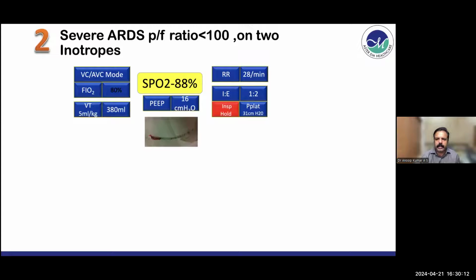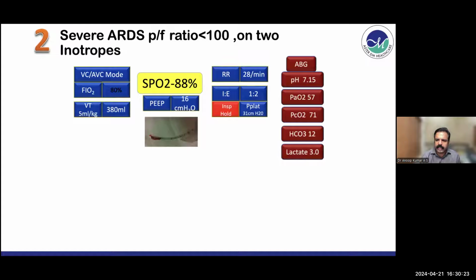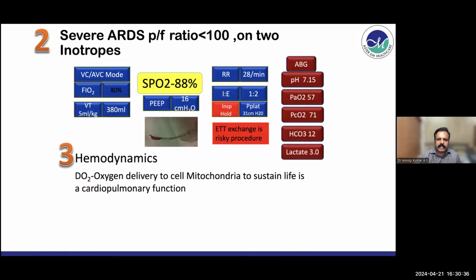And here also, it may not always be the lung issue. It can be an equipment issue also. So don't think that whenever there is hypoxia, it's all because of patient-related factors. Here you can see the ABG shows a combined respiratory and metabolic acidosis, lactate also going up. And in this patient, an ET tube exchange will be a risky procedure.